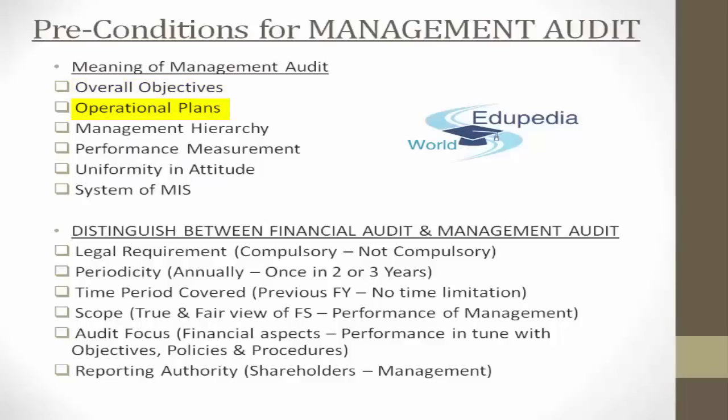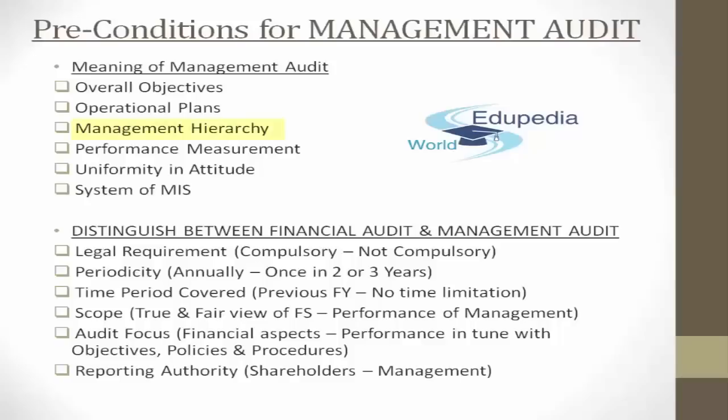The next thing is the operational plans. The overall objectives of the organization are to be analyzed into quantifiable, detailed targets and plans for all the various segments like production, sales, finance, etc. So all these things need to be taken care of. What are the overall objectives? And finally, what are the operational plans in that case?